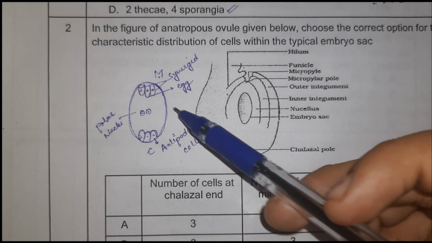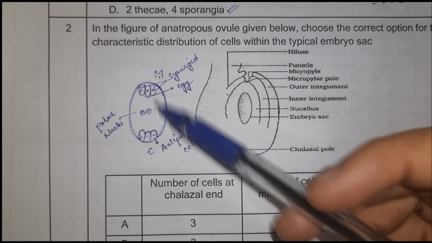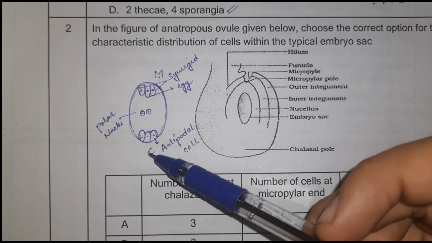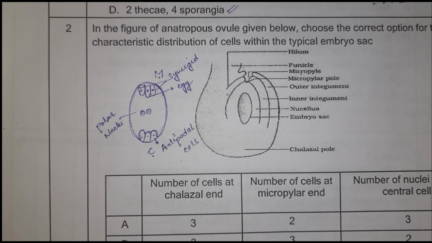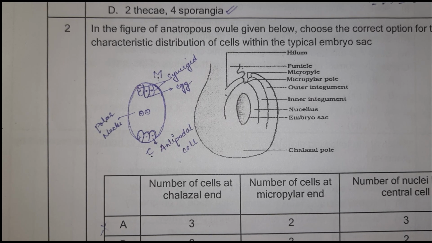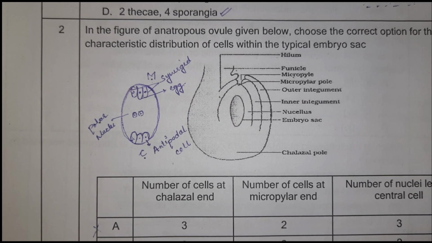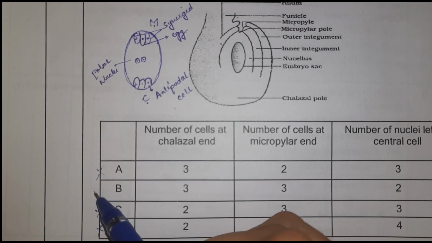Now at the micropylar end we have 3 cells, and we have 3 cells at the chalazal end. So the number of cells at the chalazal end is 3, and the number of cells at the micropylar end is 3. We can eliminate options by looking at just these 2 things. The number of nuclei left in the central cell is basically 2. So option B would be correct.